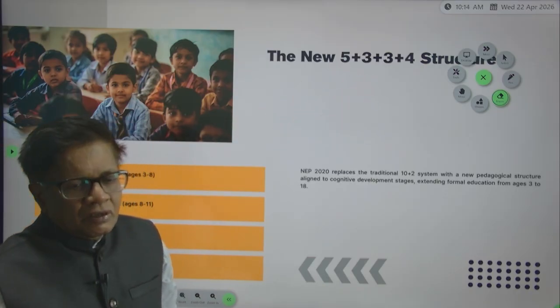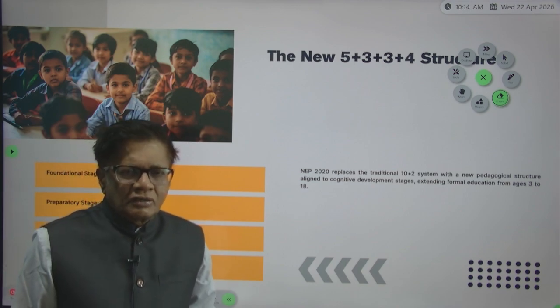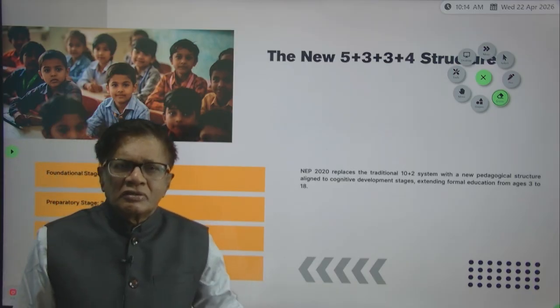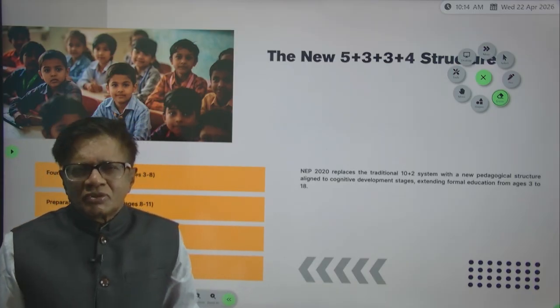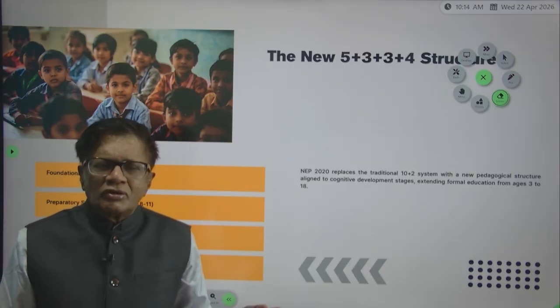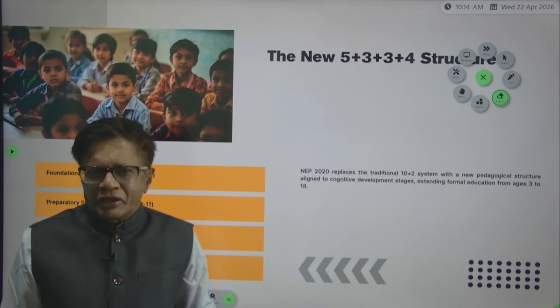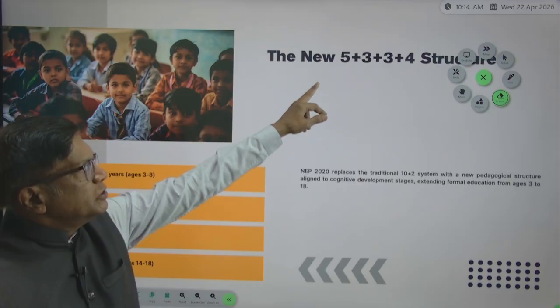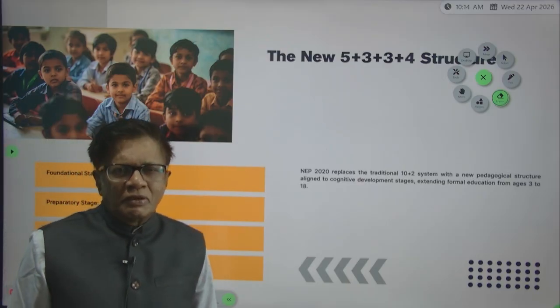structure. Initially, the Kothari Commission, through which the previous school system was designed, it was 10 plus 2 plus 3. Now, a new system has been devised, through which it is 5 plus 3 plus 3 plus 4.